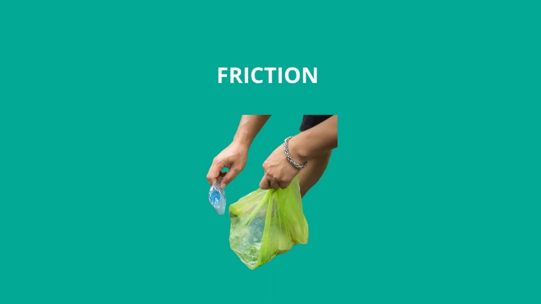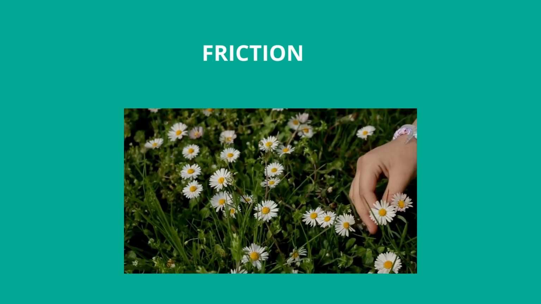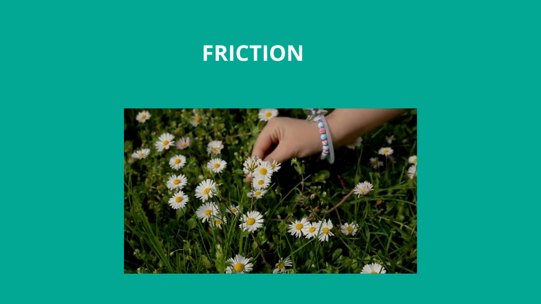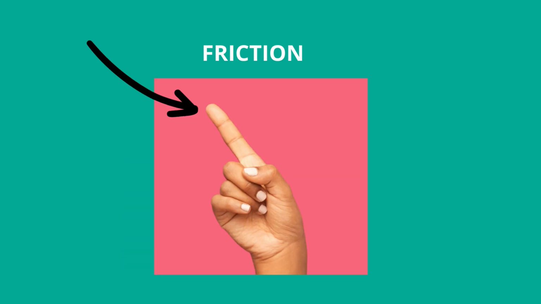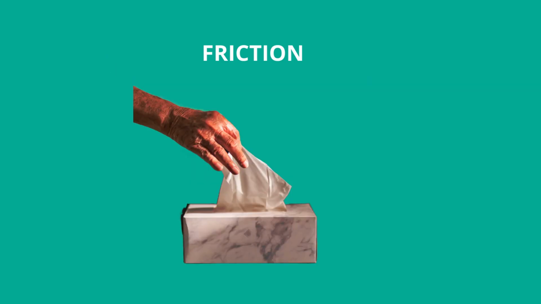Friction also helps you pick things up. When you pick something up, you are pushing on it, and that helps you grip it. But friction is also occurring between the surface of your fingers and the surface of the object that you're holding.